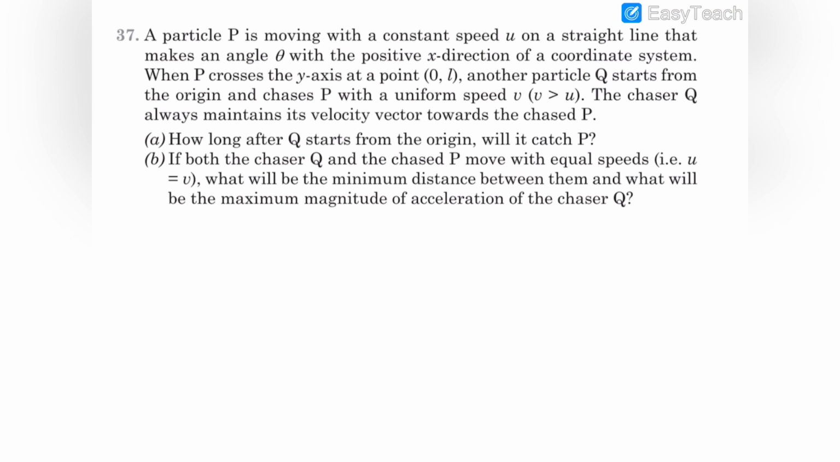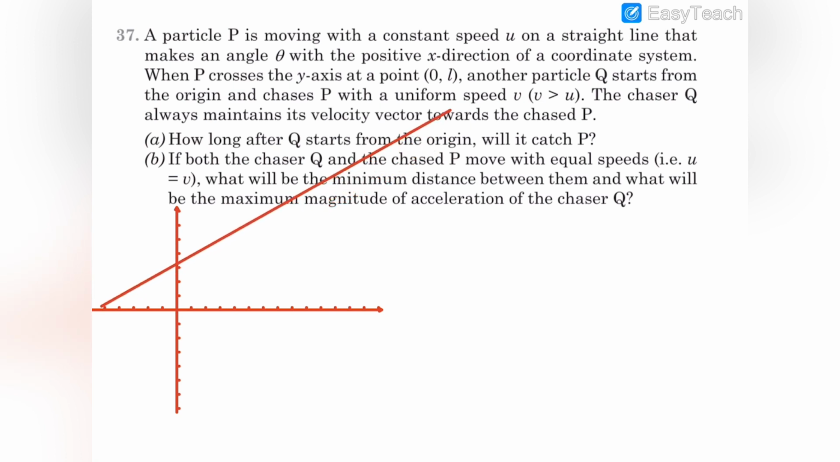In this problem, you can see that there is a particle P which is moving with a constant speed of u on a straight line that makes an angle theta with the positive x-axis. So let us draw this line. This is the line which makes an angle theta with the positive x-axis, and this is the point which has a height of L. So its coordinate is (0, L).